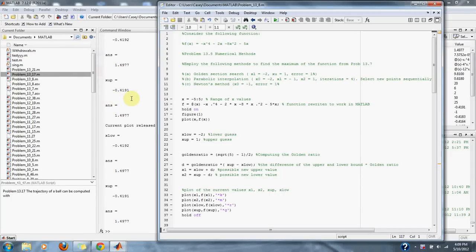Numerical Methods Problem 13.8. 13.8 is a continuation of Problem 13.7. In Problem 13.7, we were given the equation negative x to the fourth minus 2x minus 8x squared minus 5x.